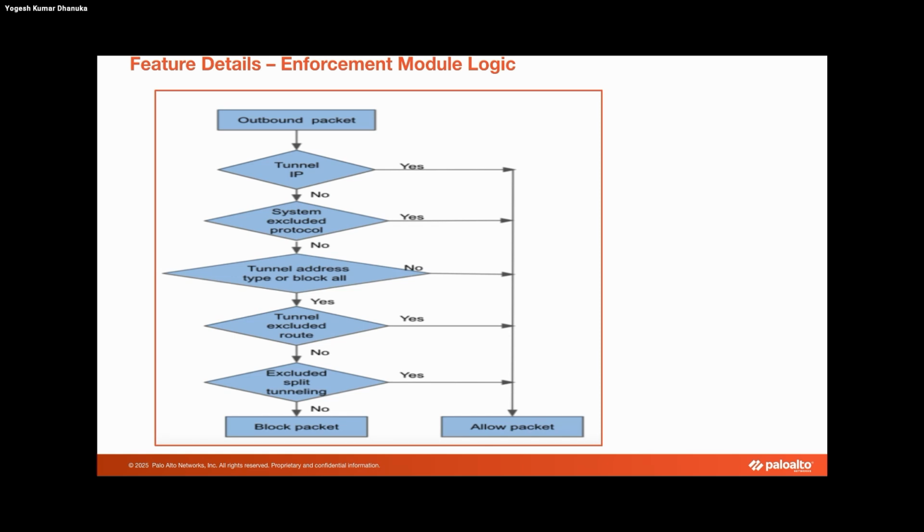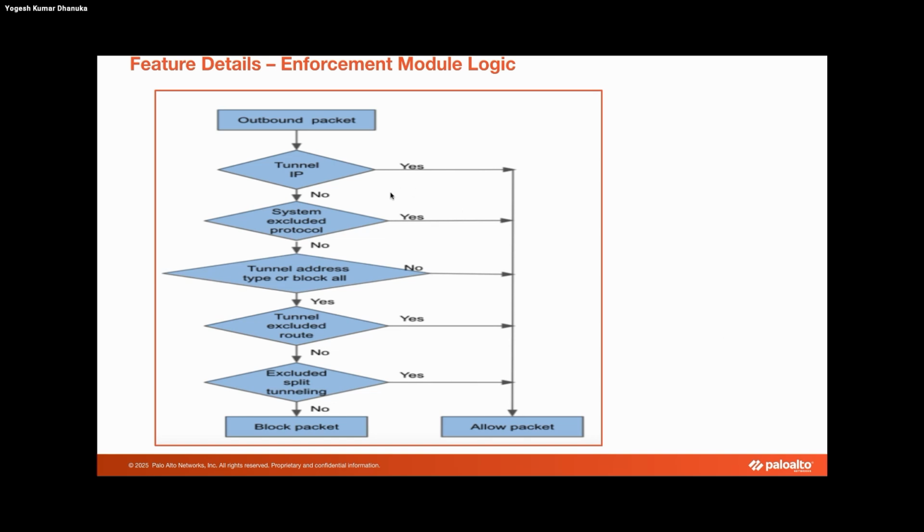So here, basically, say a packet comes from outbound to the tunnel IP. If it is coming to the tunnel IP, it means the GP is connected, and you're sending something on the GP IP, which is presumably coming through the tunnel, which means it's inspected by the Prisma Access, so it's allowed.